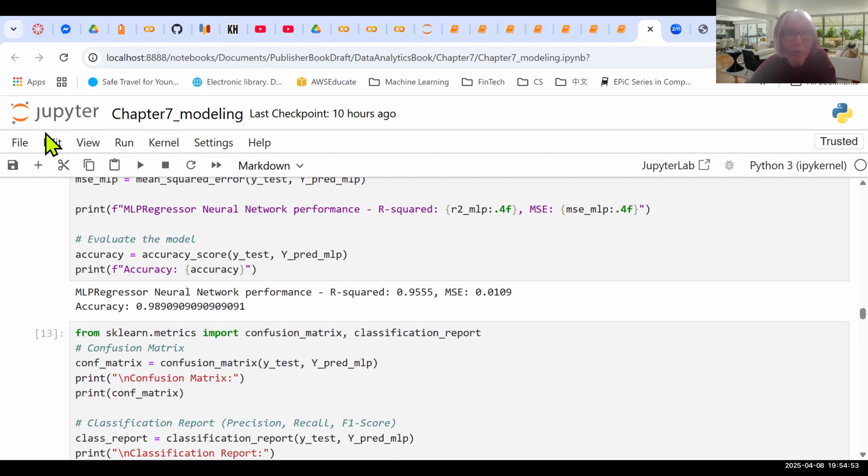And we can see the performance metrics. In this case, R square is 0.95, pretty good. And the mean square error is very low, 0.01. It's quite low, so that means the result is pretty good. And the accuracy is 98.9%, also pretty high.